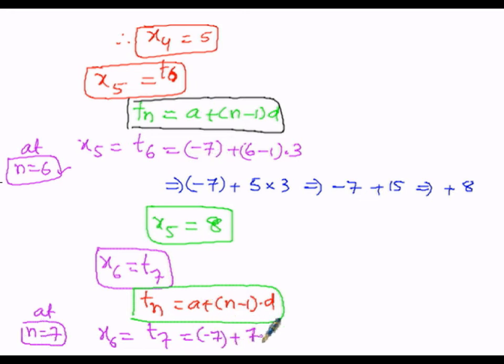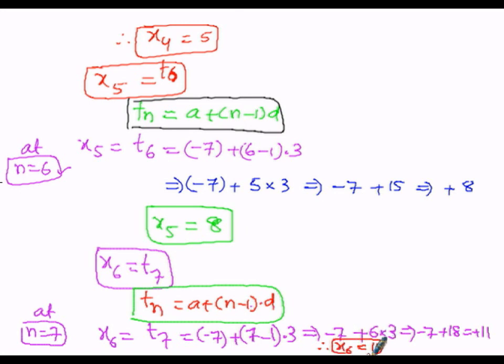We write 7 within the brackets, then minus 1 as it is, into the d value, which is 3. That implies minus 7 plus 7 minus 1 is 6, multiplied with 3. So minus 7 plus 6 threes is 18. Minus of plus is minus, so let us subtract the greater minus least: 18 minus 7 is 11. To assess the sign of this 11, 18 is greater than 7, the sign of 18 is positive, so 11 takes the positive sign. In this manner I got x6 as 11. Therefore x6 is equal to 11.